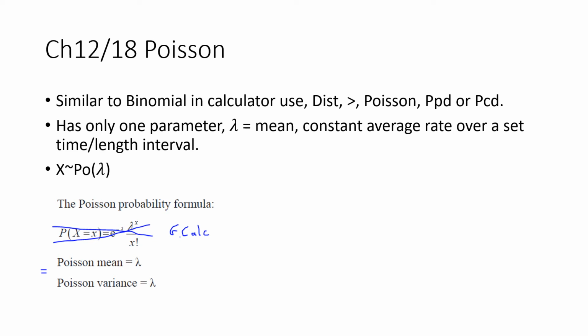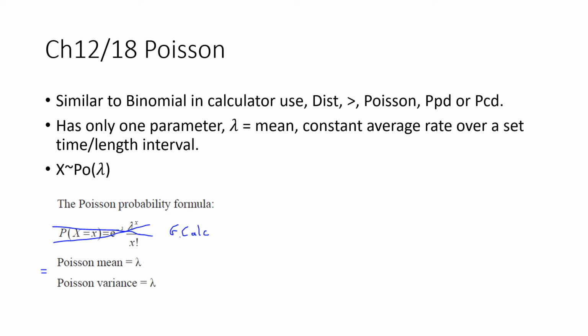Last type of discrete probability distribution we're going to cover here, and that's the Poisson distribution. It's very similar to how you type it into the calculator. You've got your PPD option and your PCD option. There's only one parameter, lambda. Lambda is your mean, your constant average rate. So you're looking for that word, constant average rate.